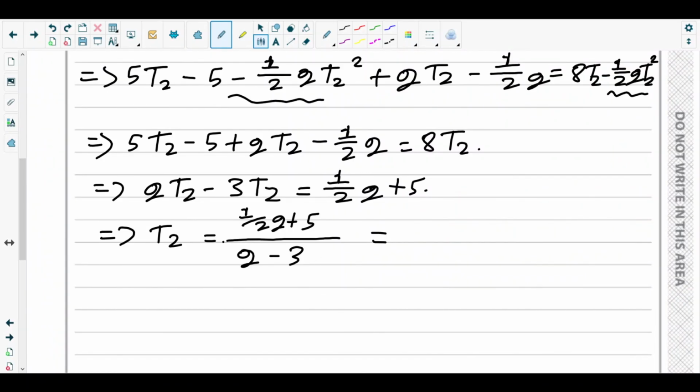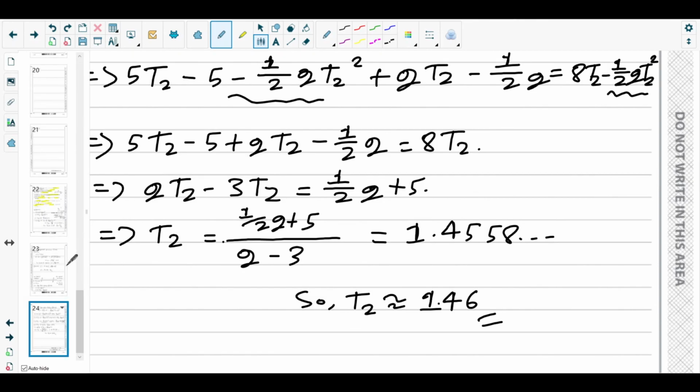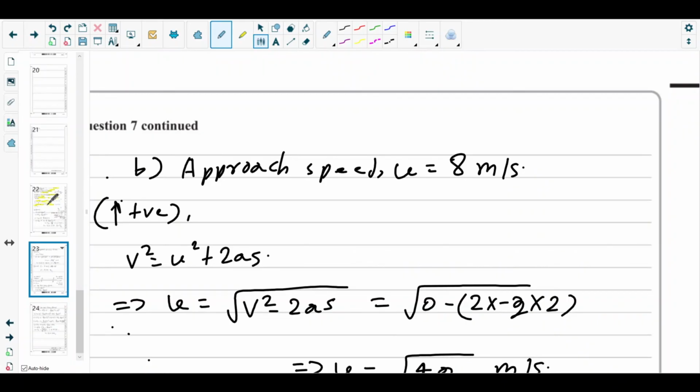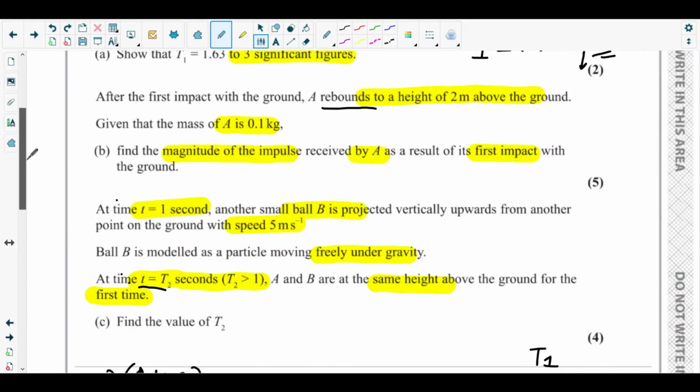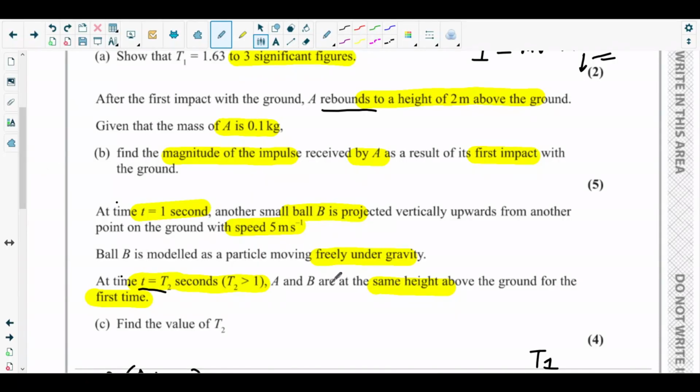So what would be the value? Let's find out. Half of 9.8 plus 5 over 9.8 minus 3. This is basically 9.9 over 6.8, which is 1.4558 something. Okay, so the value of T2 is 1.46. The value for T2 is 1.46, and that's exactly what part C of question number 7, the last question of the Mechanics 1 October 2024 paper, has asked for. So up to 3 significant figures we got the value for T2, which is 1.46. Fine.